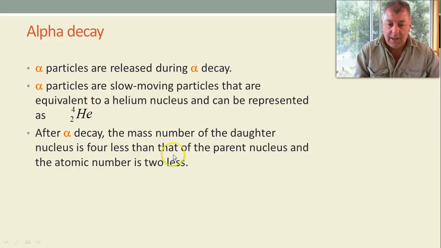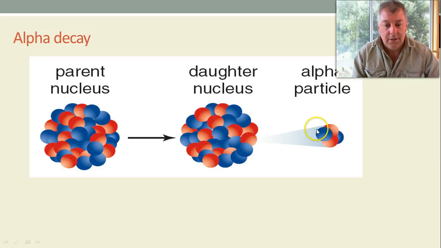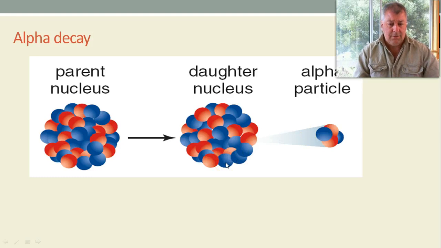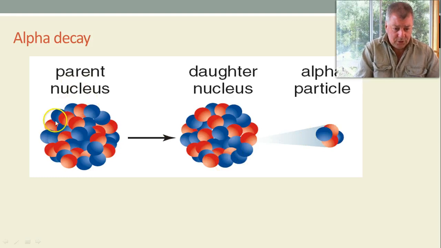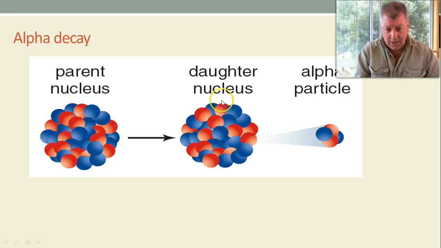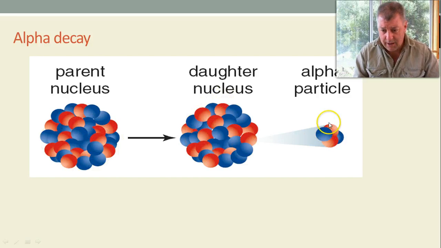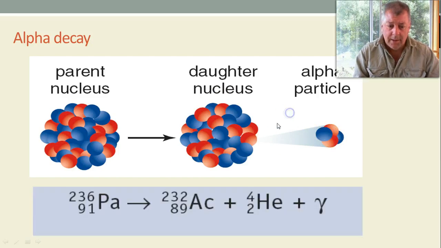It's 4 less than the parent nucleus, and the atomic number is going to be 2 less than the parent nucleus. And the easiest way to represent that is in an equation. Well, here's a schematic first. Doesn't look any different. Parent nucleus, protons, neutrons, daughter nucleus plus the alpha particle, 2 protons, 2 neutrons, flies off. Bang.